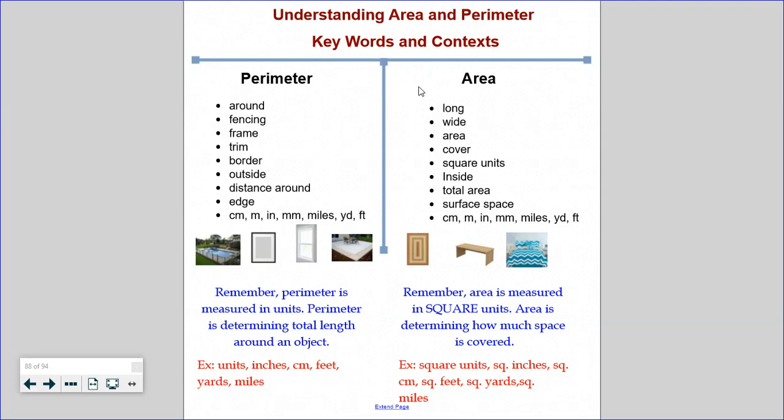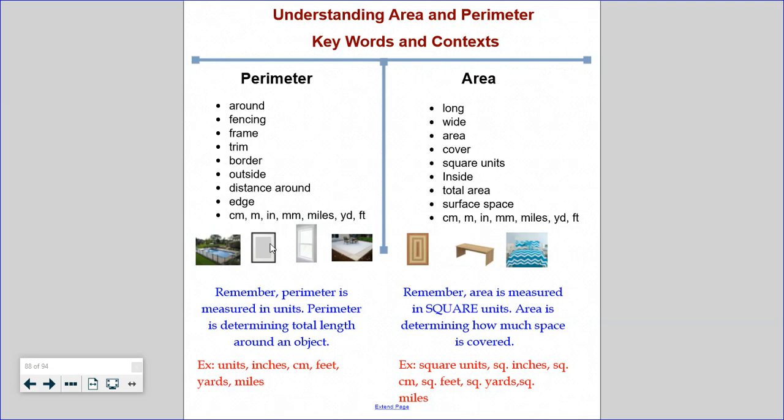Now, if it's an area story, then you might have some different keywords, words like long and wide, because in order to find the area, you have to know these so that you can multiply them. The word area, obviously, cover, square units, inside, total area, surface space, and you might have the same units, but your answer is always going to have what word in front of them? Square. So square centimeters, square meters, and so on.